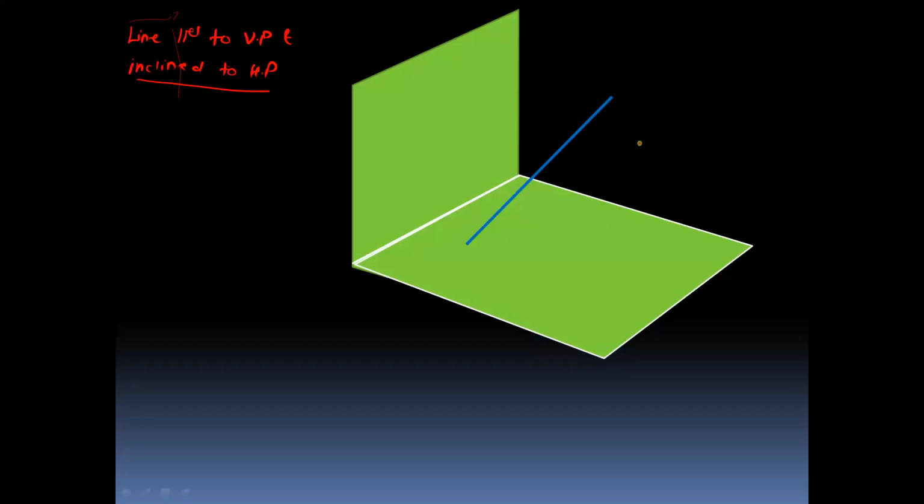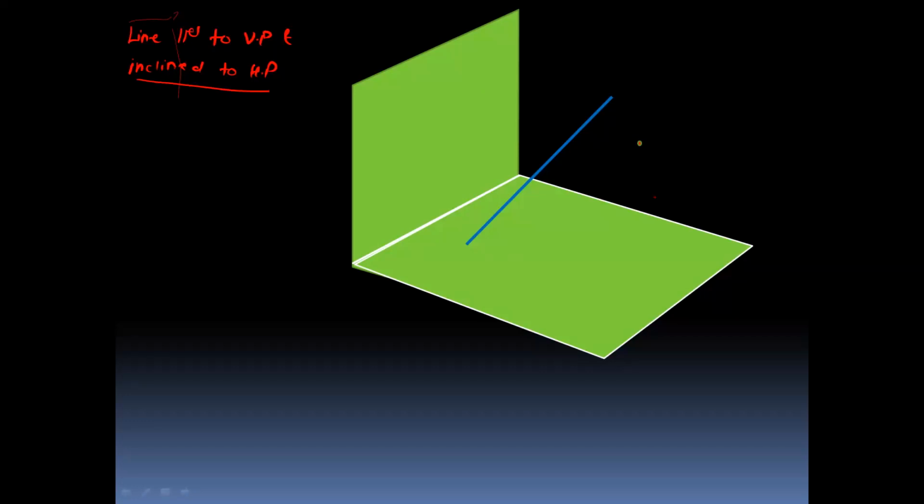Okay, so if the line is parallel to the vertical plane and it is inclined to the horizontal plane, then how can we specify the position of that line? One way is we can give the position of the first point, that is one end, with respect to HP and VP. At the same time, to define the inclination, we can give the angle of that line with respect to the horizontal plane. So this is one way.